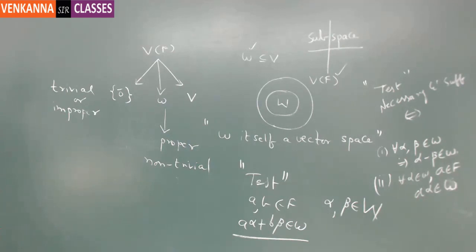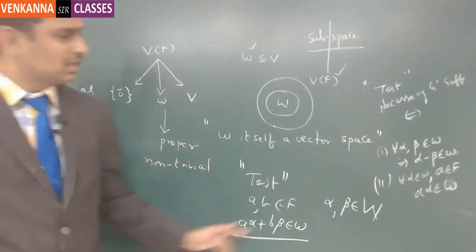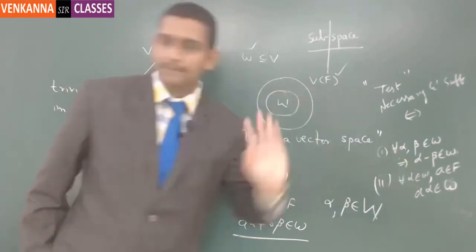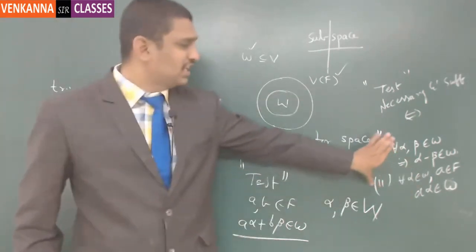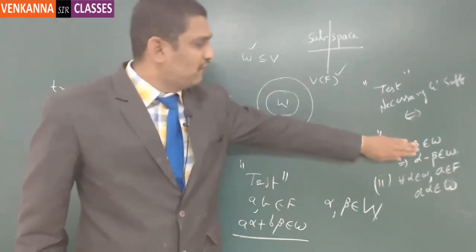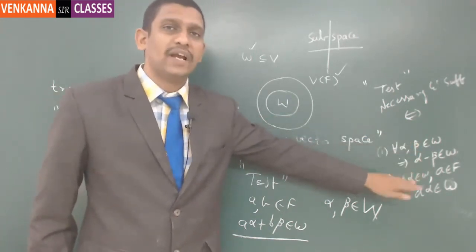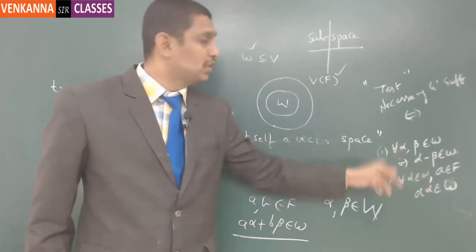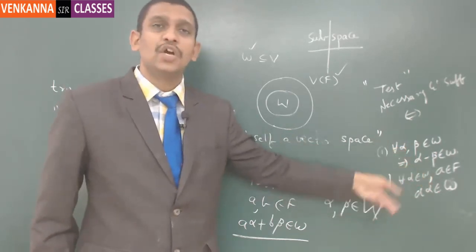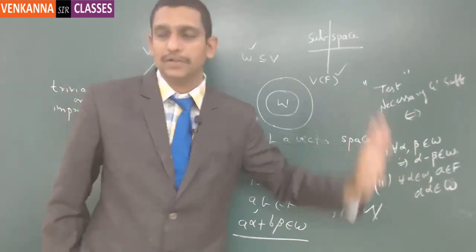So whenever a question is given to verify whether W is a subspace or not, you are going to make use of this single condition or the two conditions given here. Suppose you are checking with these two conditions. If the first condition is satisfied, but the second condition is not satisfied, then it is not a subspace. So both conditions must be satisfied by W.